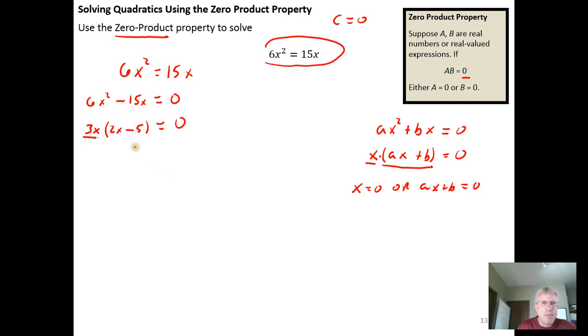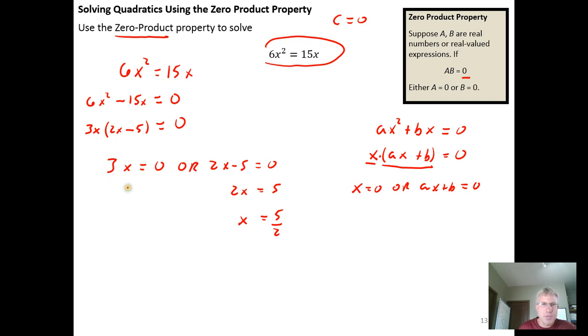And immediately I'm in a position where I have a times b equals 0. So I can apply the zero product property to say that either 3x is equal to 0 or 2x minus 5 is equal to 0. For this one, add 5 to both sides. Divide both sides by the 2. That's the coefficient on the x. So we get x equals 5 halves.